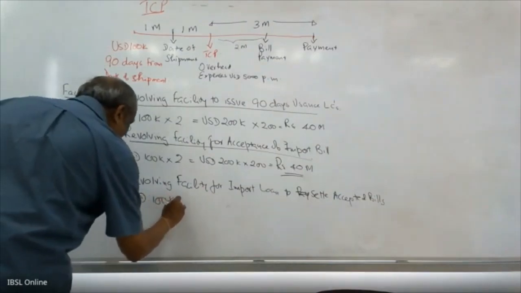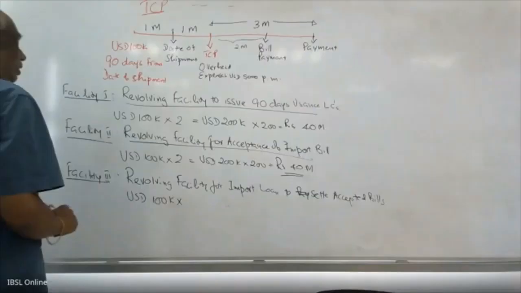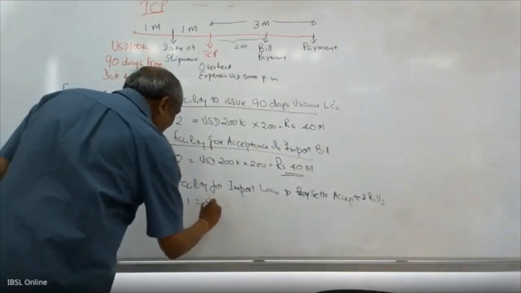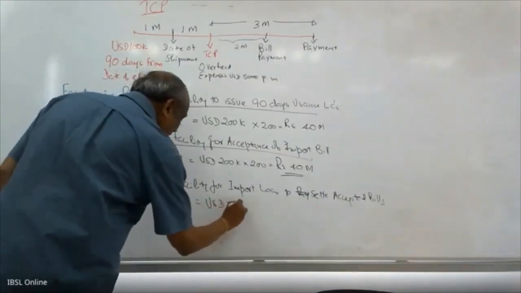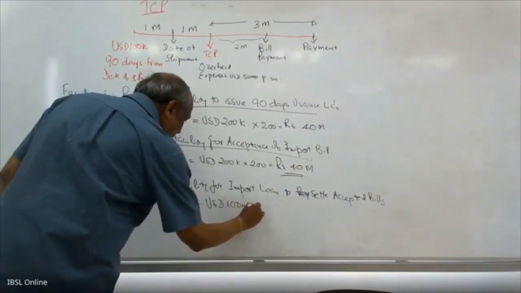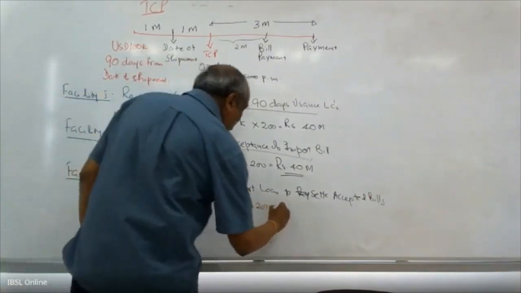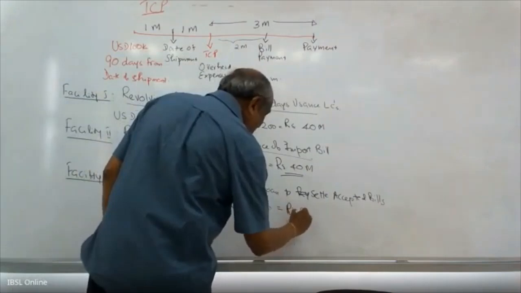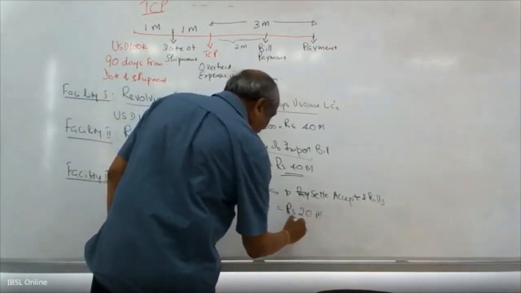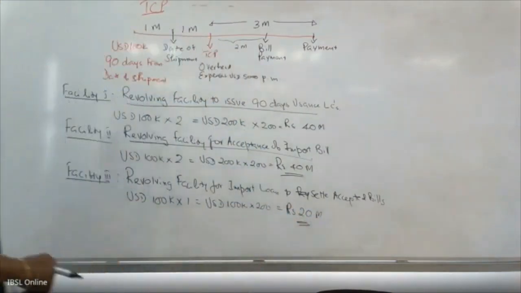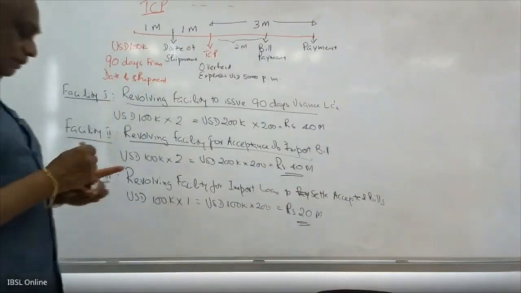US dollars 100,000 for 1 month lead time. US dollars 100,000 into 200 rupees, 20 million. Right? Okay. What is the facility number?